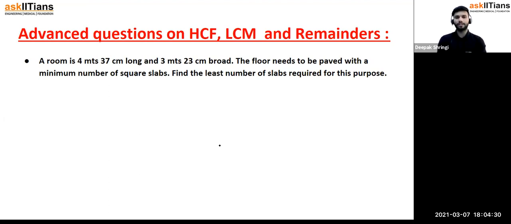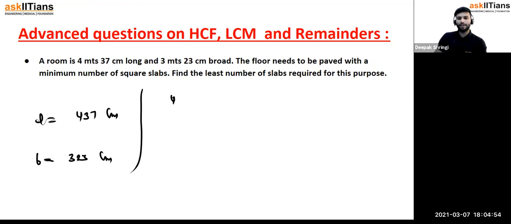A room is 4 meter 37 centimeter long and 3 meter 23 centimeter broad. The floor needs to be paved with a minimum number of square slabs. Find the least number of slabs required for the purpose, right? So if I write the length, I can write it as 437 centimeters, and the breadth I can write as 323 centimeters. I hope you're getting how I'm writing it. 1 meter is 100 centimeters, right? So basically 4 meter would be 400 centimeters.